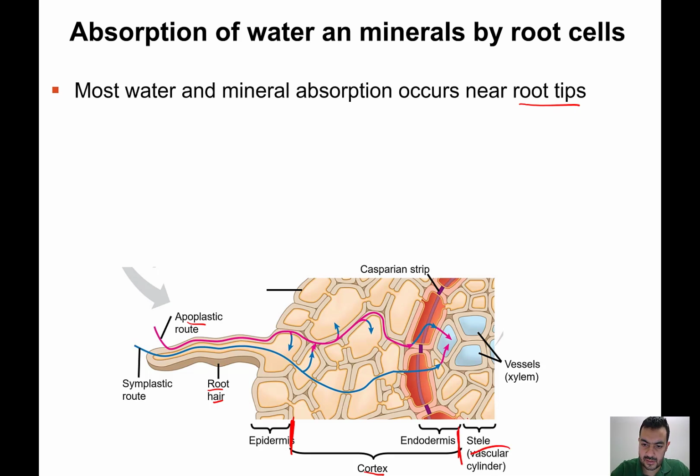So here we have the vascular cylinder, which, in this case, shows the vessels, the xylem. So consider this as like a circle, and all the tissues outside of this vascular cylinder and below the epidermis will be considered as cortex. Okay.